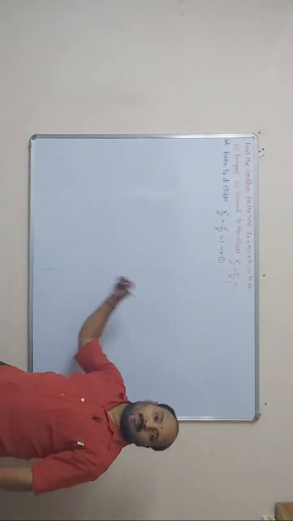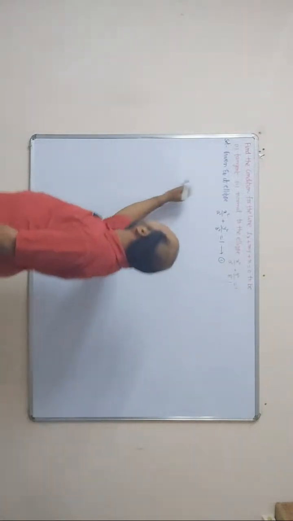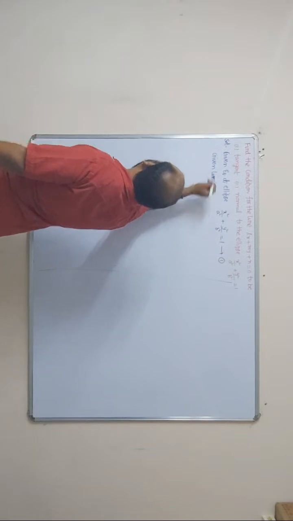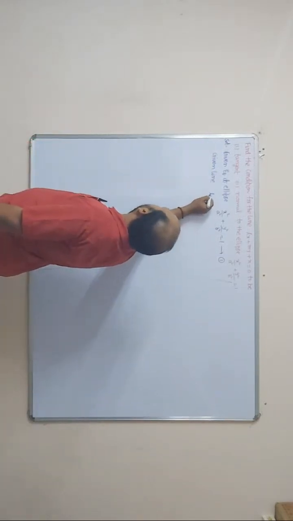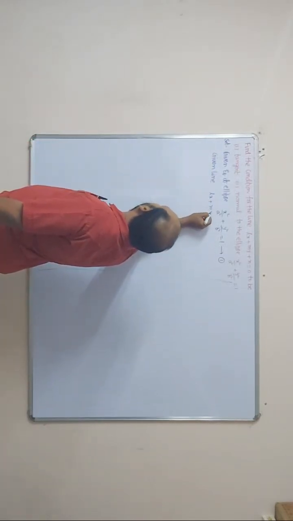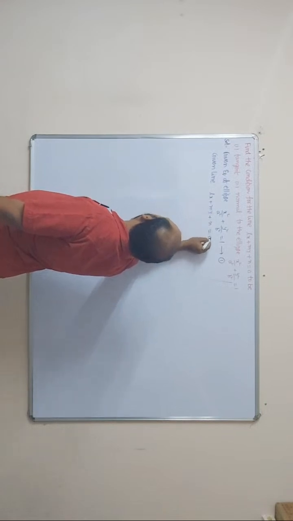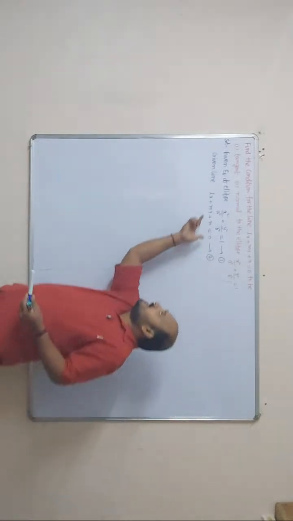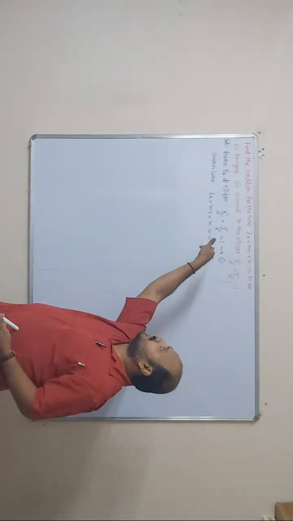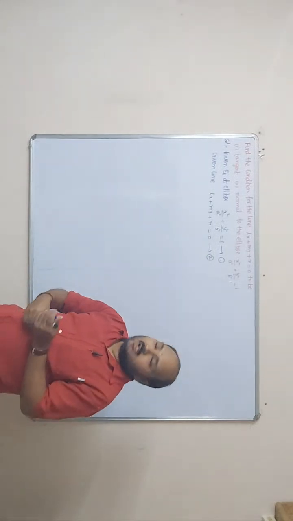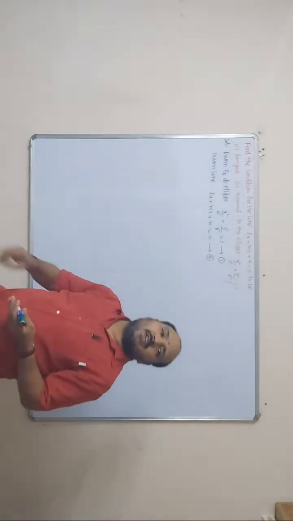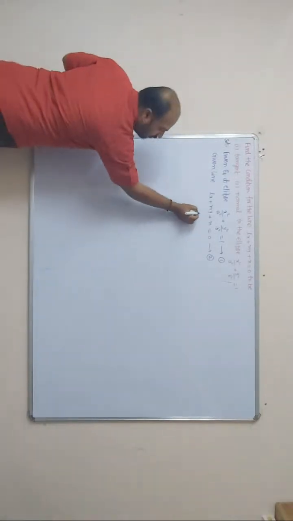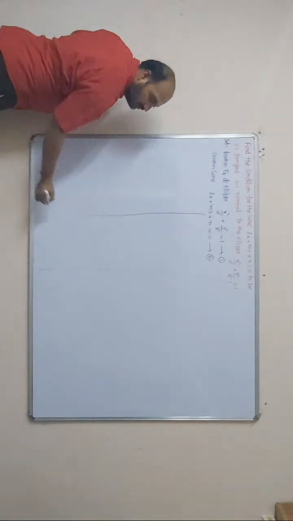x square by a square plus y square by b square equal to 1. And given line, slowly one step at a time I am telling you. Given line Lx plus My plus n equal to 0, equation number 2. This line is a tangent to the ellipse. Find the condition. So here 2 methods are there to do that for tangent. Both the methods here only I will give.